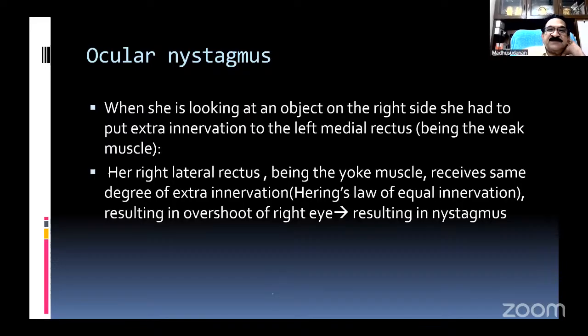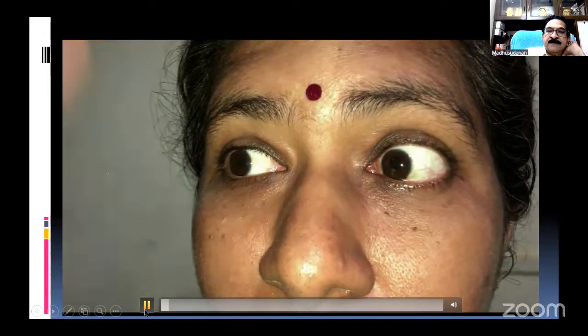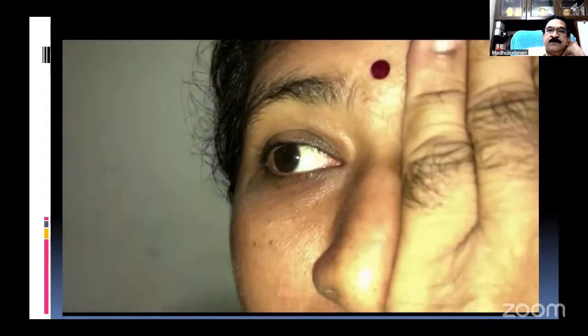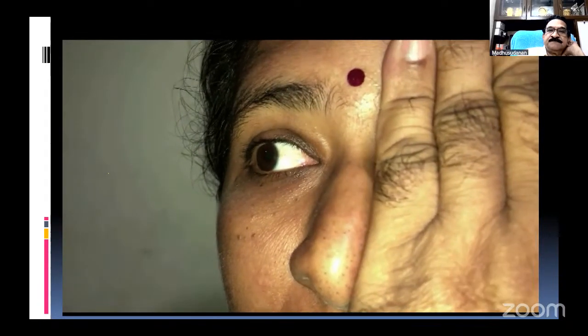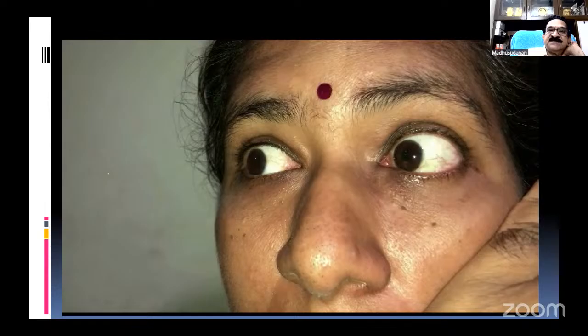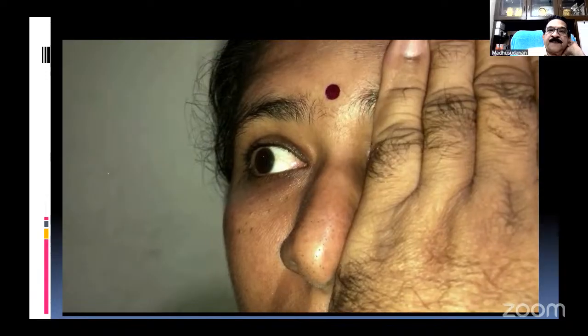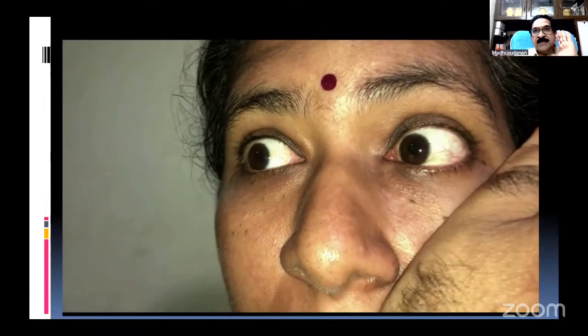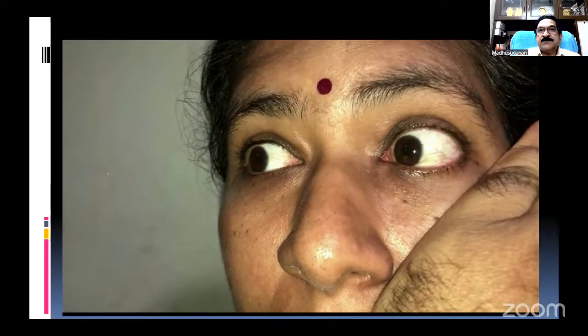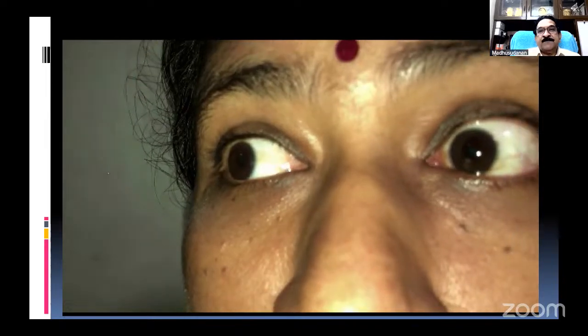So what clinical test confirms the diagnosis? Look at what I did. Look at the right. I covered the left eye: no nystagmus in the right eye. Then I remove the cover, and nystagmus appears. That clearly shows that when the patient views with both eyes, the nystagmus appears. If you use one eye, nystagmus will not appear. What does that mean? There is extra innervation going only when the patient views with both eyes.